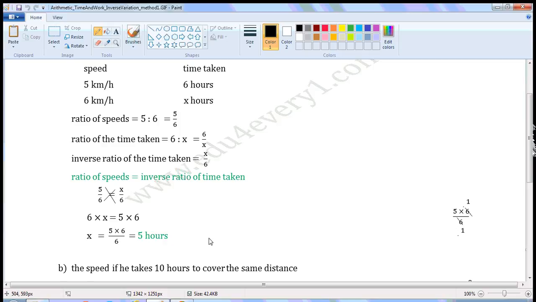Let us simplify this in the rough work. Common factor of 6 and 6 is 6. Divide both of them with common factor. When we divide 6 with 6, we get 1. When we divide 6 with 6, we get 1. The values left are 5 into 1 by 1, which is equal to 5. So, x is equal to 5 hours. Time taken to cover the distance when the speed is 6 kilometers per hour is 5 hours.